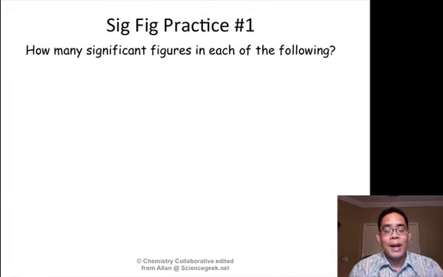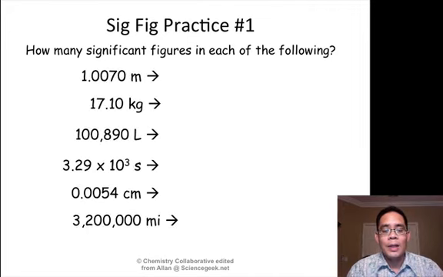And so let's do some practice. How many sig figs, or how many significant figures, in each of the following? So I want you to pause right here and count them yourselves. And at the end, I will show you the answer. Okay, so thanks for pausing.